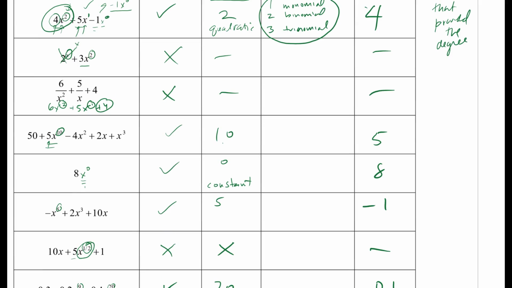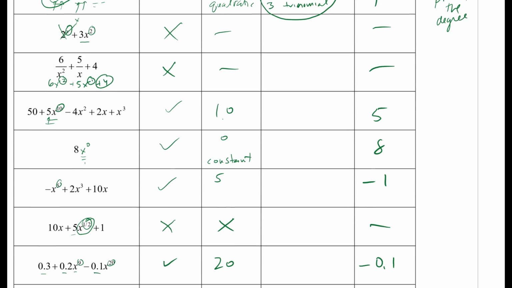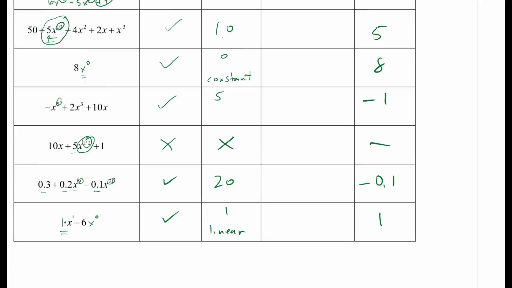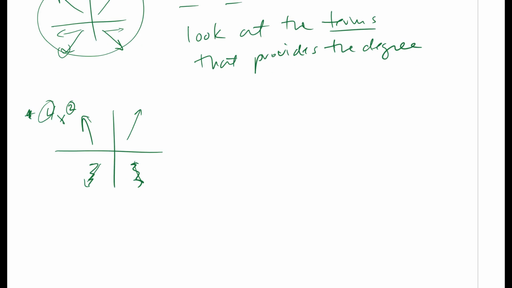Now let's go through the second one, and then the rest you can do on your own from the answer key. This one here is the term that provides the degree. So now we just have to ask ourselves what happens to 5x to the 10th. Well, we know x to the 10th is even, so it's got arms that go up. And then when we stretch it by 5, those arms still go up. We're not flipping them down. So this one also will have end behavior that looks like this.